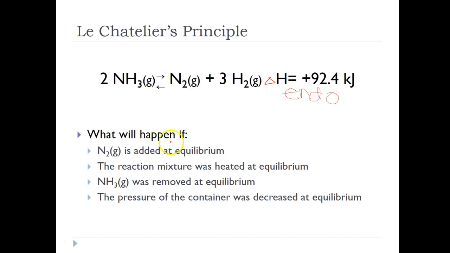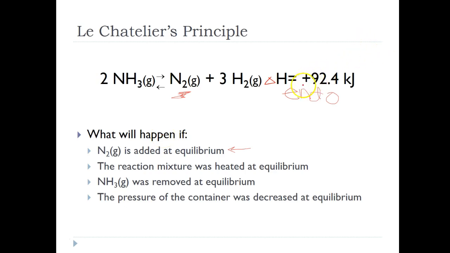So we want to know if we add nitrogen, so the reaction's at equilibrium, and then I add more nitrogen. Well, we add more nitrogen, so the reaction wants to get rid of that nitrogen, so it's going to shift to the left to use up the nitrogen. Okay, so we added more nitrogen, we need to get rid of that extra nitrogen.